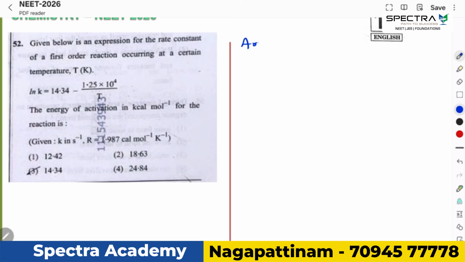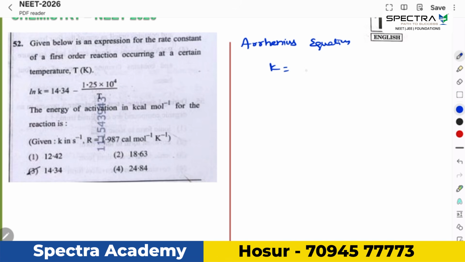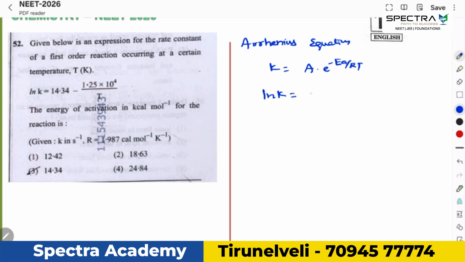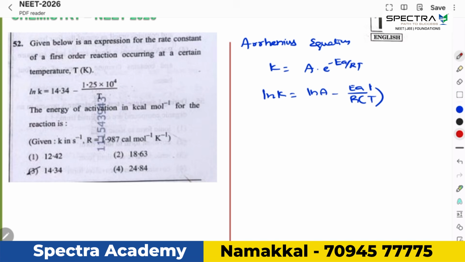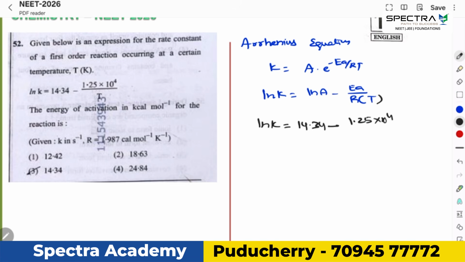This is Arrhenius equation. We are expecting the question from this Arrhenius equation. Arrhenius equation, K is equal to A into e power minus EA by RT. If you apply the natural logarithm, ln K is equal to ln A minus EA by R into 1 by T. Now you can compare this with the given equation. ln K is equal to 14.34 minus 1.25 into 10 to the power of 4 by T. Now you have to compare these two.